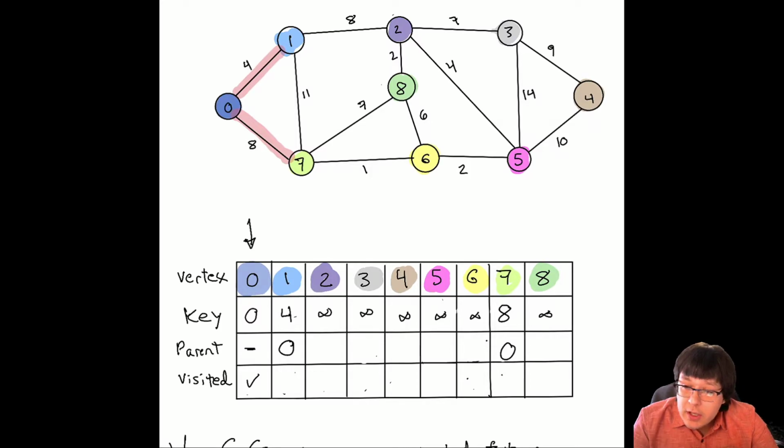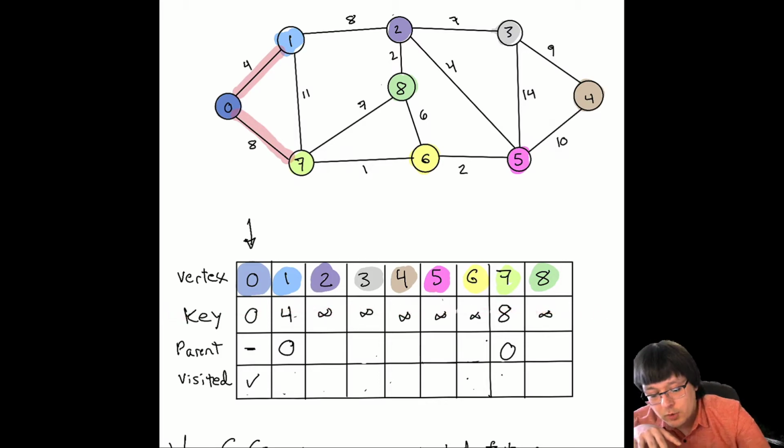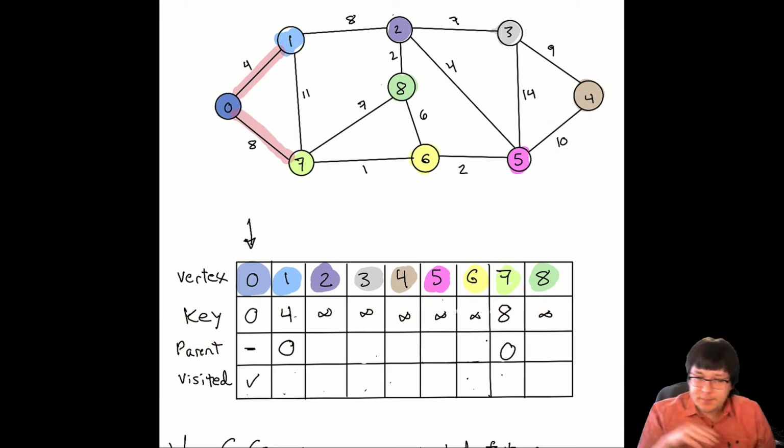Now, what you have in this table is you know how to get to vertex 1 and 7, okay? This is the dynamic programming part. You remember this, so you don't have to recompute it every single time. Suppose that you did not keep the key row. Suppose you only kept the parent row, okay?